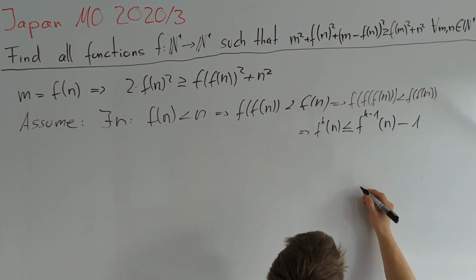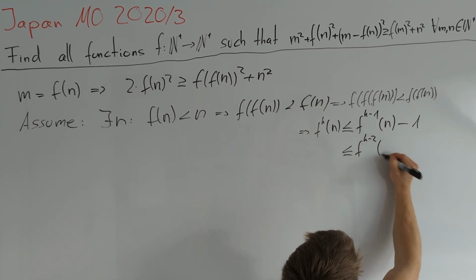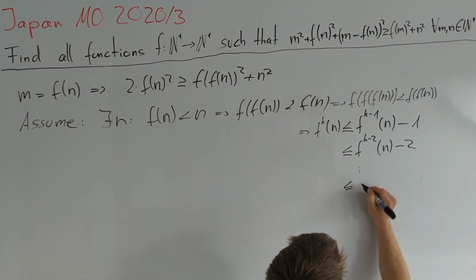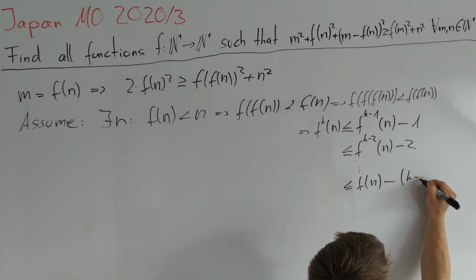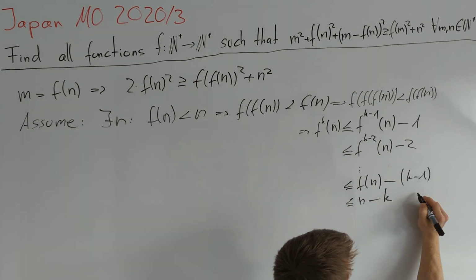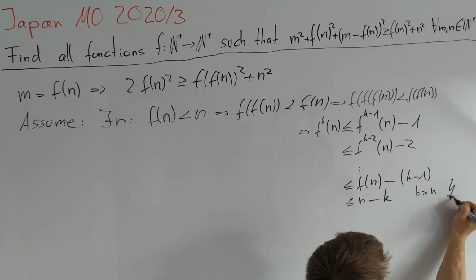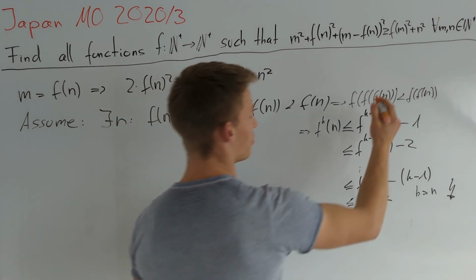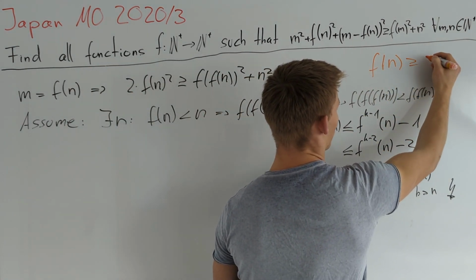And here we recursively get that this is less than or equal to f to the power of k minus 2 of n minus 2, and so on, and then this is less than or equal to f of n minus k minus 1, and this is less than or equal to n minus k. For k greater than n, this is clearly a contradiction, and therefore our assumption was wrong, and we can conclude that f of n is always greater than or equal to n.